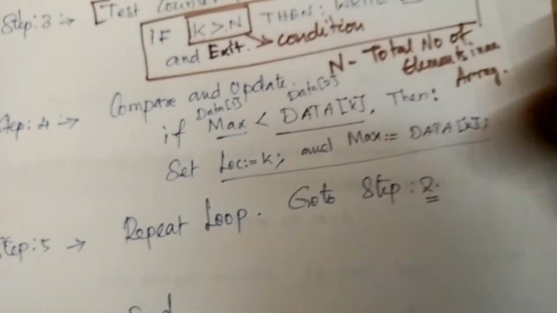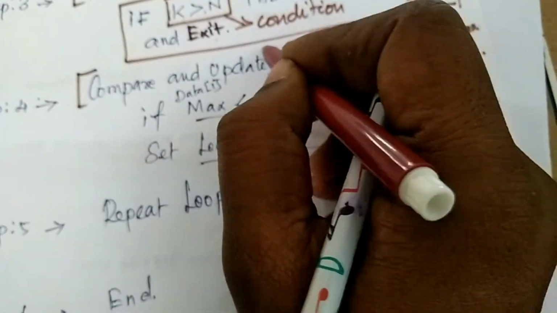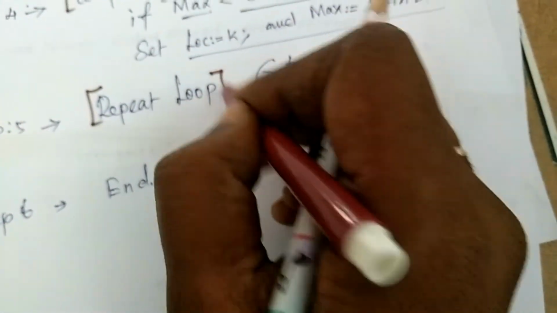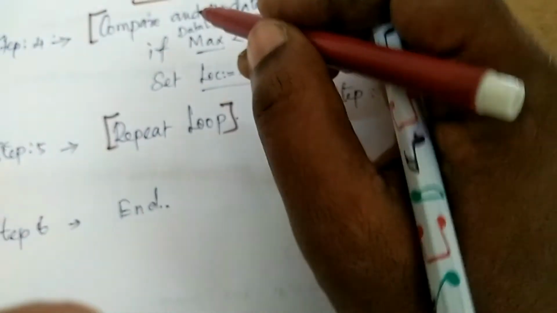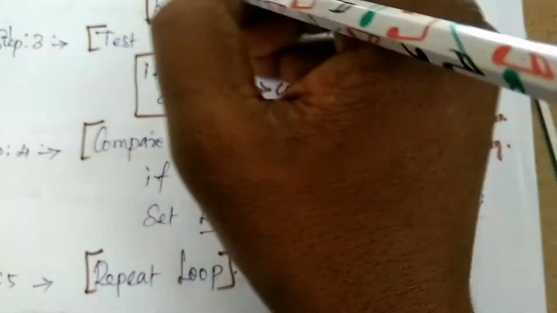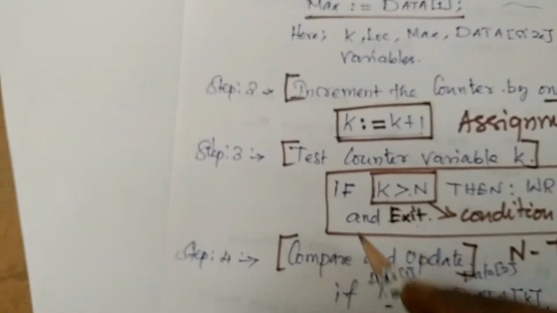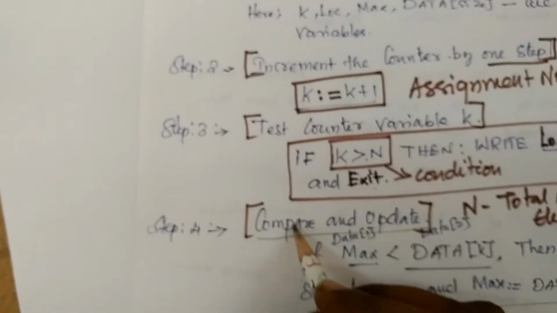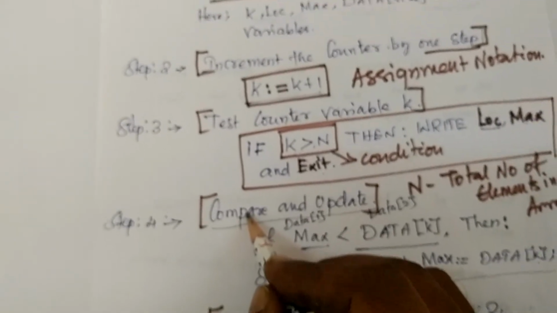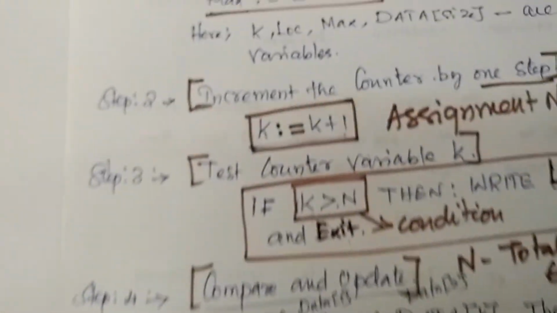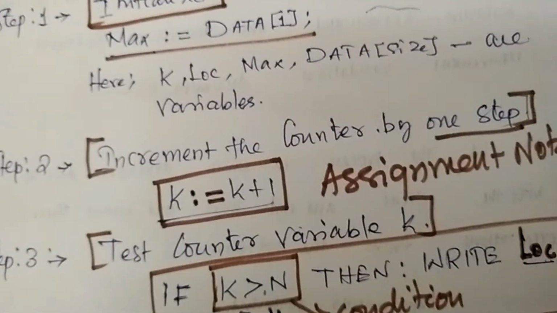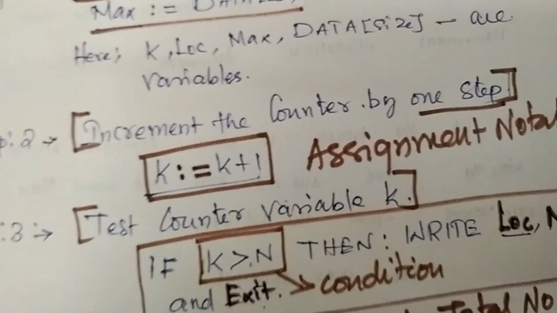This is a command. Then step number 4, compare and update. That is a command. Then step number 5, that is a repeat loop. So these are the commands. These statements are commands.